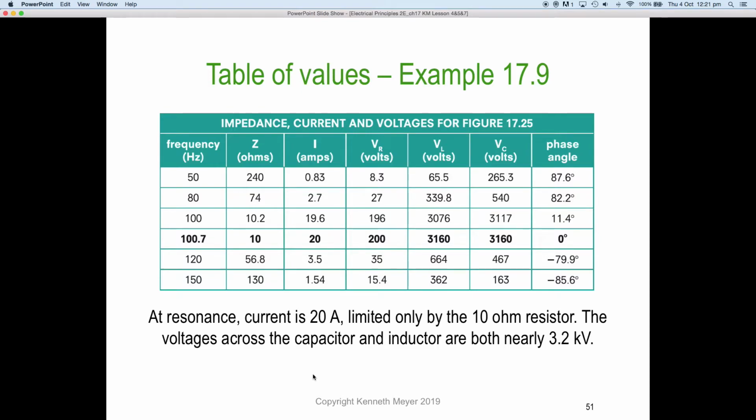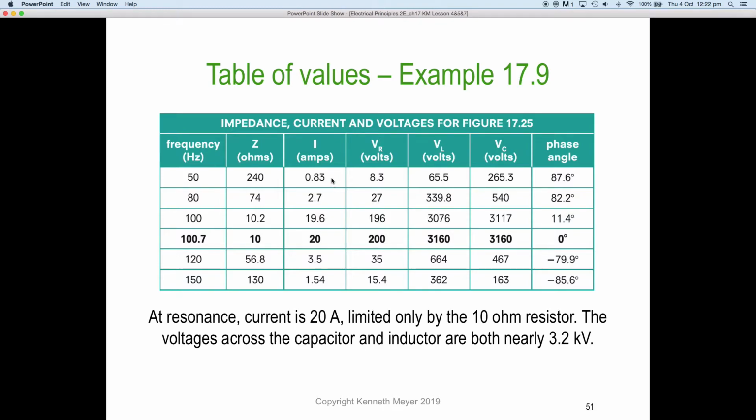So here's a table. Now this is a very, very important table, and I'm going to explain to you why. The columns that are very, very important to us are the volts across the inductor and the volts across the capacitor. Here's the frequency down the left hand side, 50 through to 150. In bold, you can see we're going to resonate at 100 Hertz, and you can see our Z of our circuit starts at 240, drops down to 10. Remember, the only thing left in the circuit was that 10 ohm resistor, and then it goes back up again as the frequency increases past the resonant point.